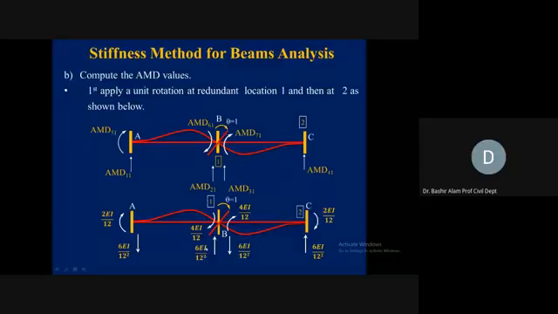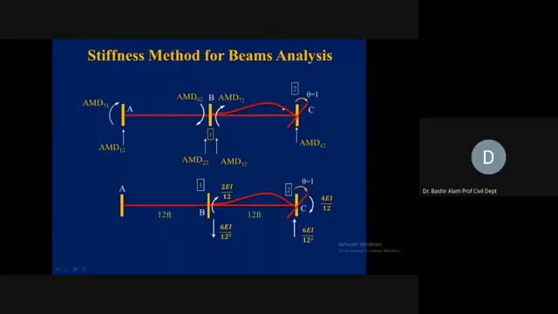AMD 2,1 will become 6 EI over L squared. AMD 3,1, minus 6 EI over L squared. AMD 4,1, 6 EI over L squared. AMD 5,1, 2 EI over L. AMD 6,1 will become 4 EI over L. Then AMD 7,1 will become 4 EI over L. So the first column of the AMD matrix is complete now.